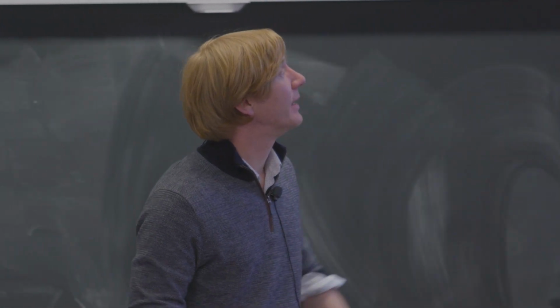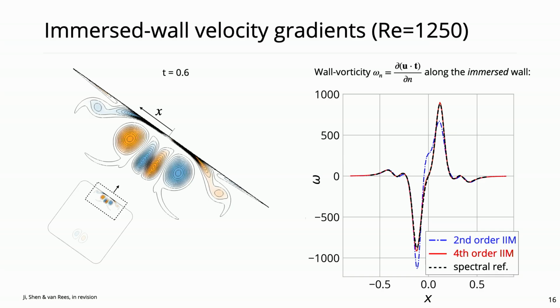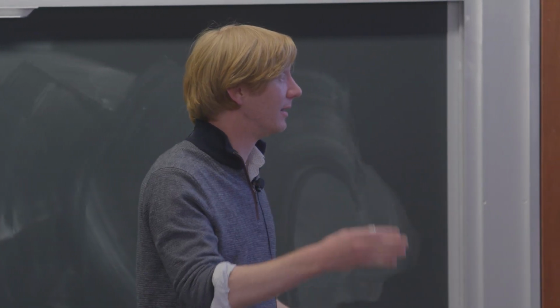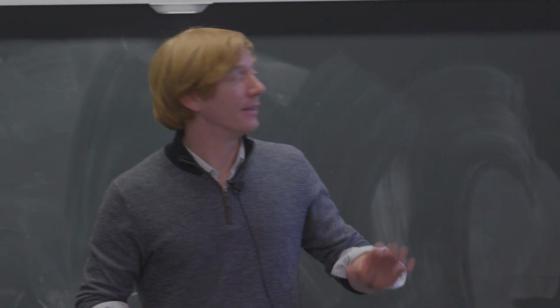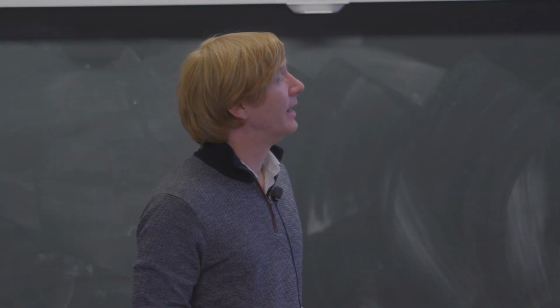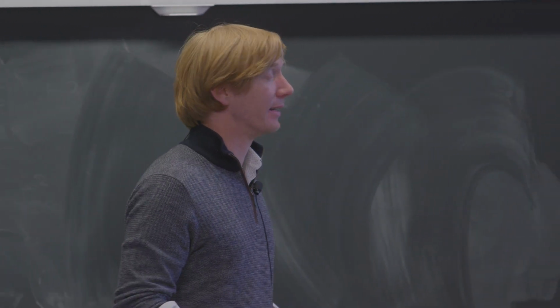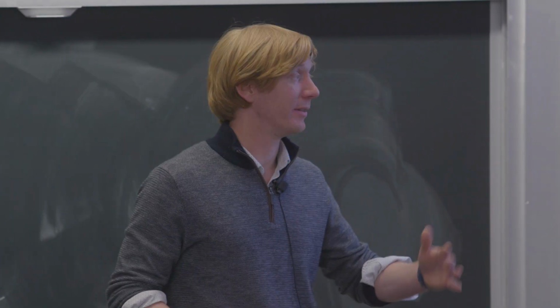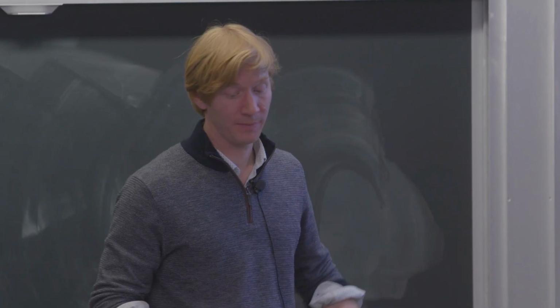And then as the true test, we can look at the wall vorticity along the immersed boundary. And so the wall vorticity is the normal gradient of the tangential velocity along this immersed boundary that does not align with the grid. And what we find is that our fourth order results in red overlap with the spectral results of a wall-aligned domain boundary. And so that's something that I haven't seen immersed methods achieve. So the level of fidelity here relative to the computational cost is extremely high.